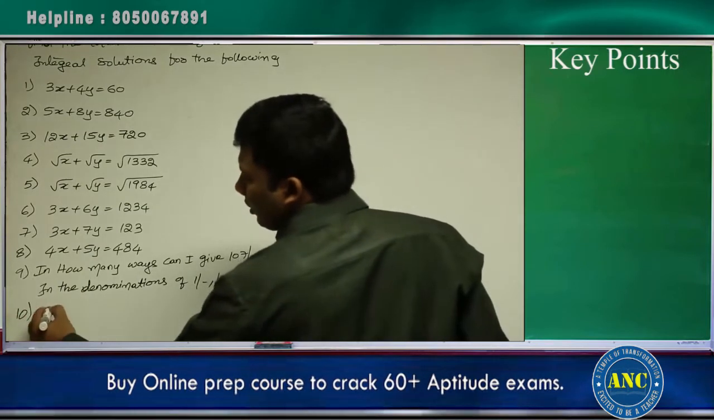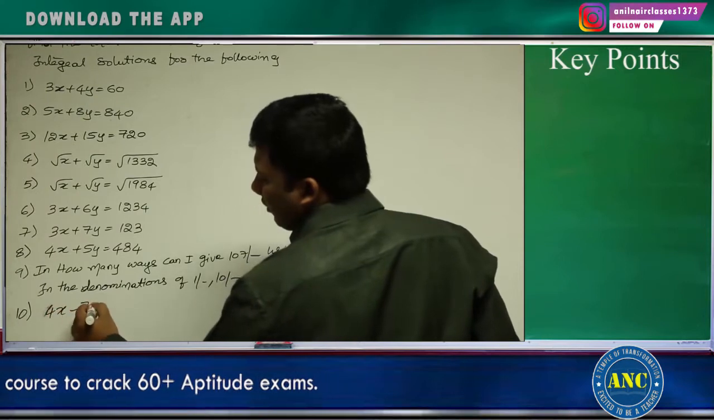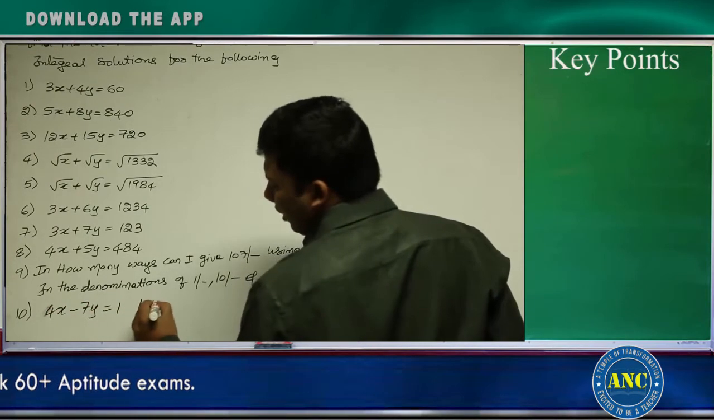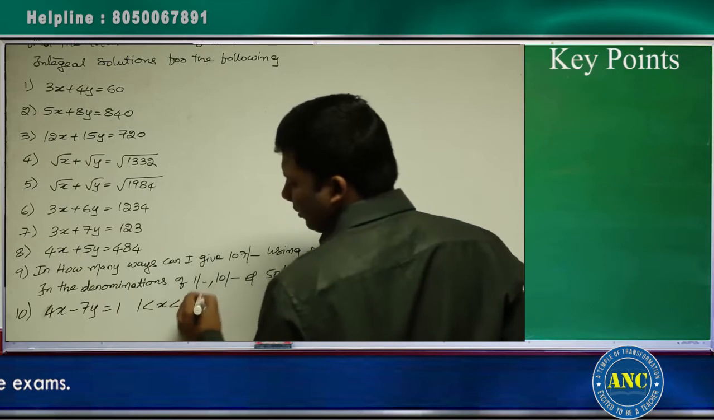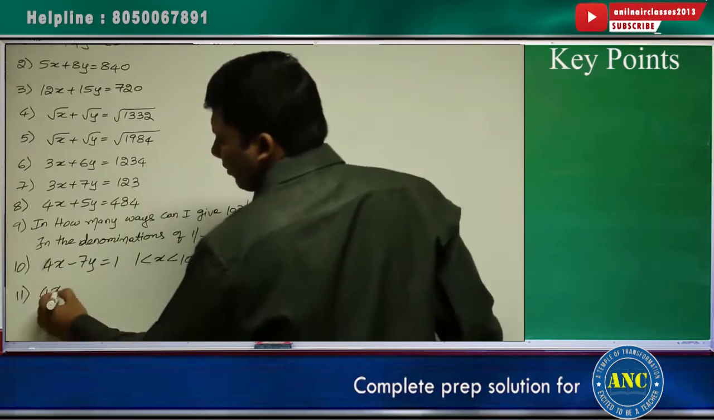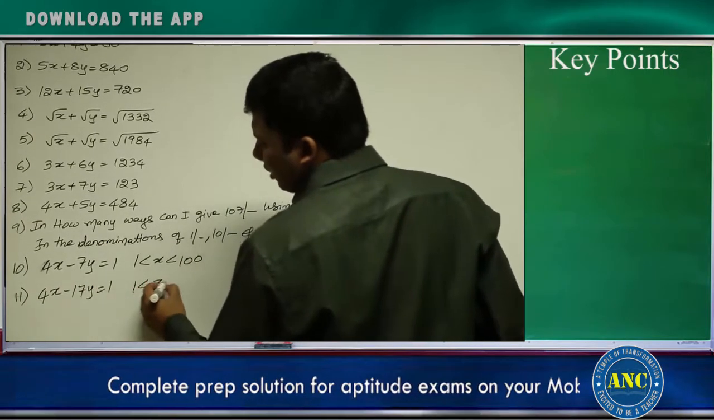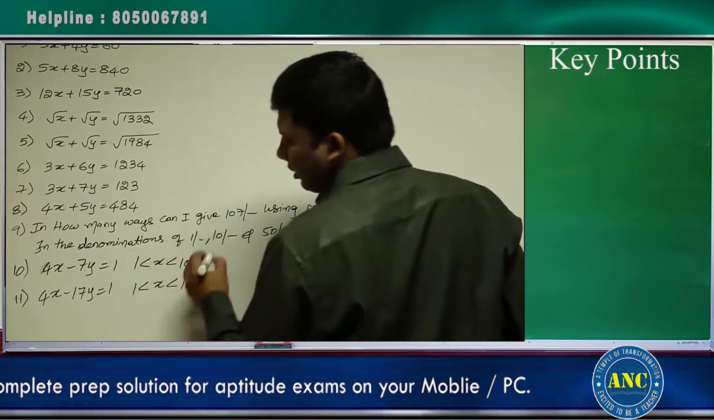Tenth one: 4x - 7y = 1, where 1 < x < 100. 11th one: 4x - 17y = 1, where 1 < x < 1000.